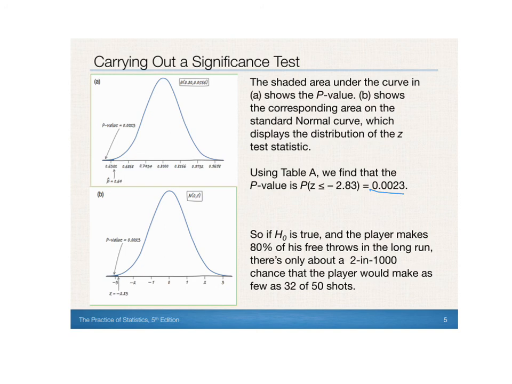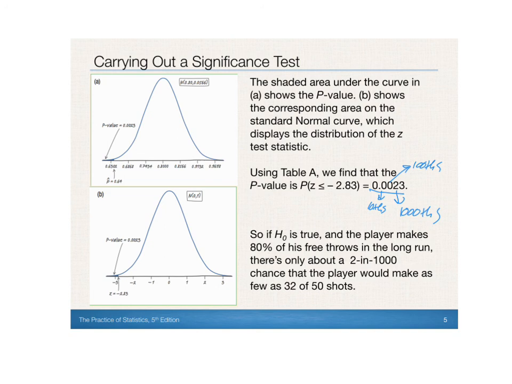0.0023. So if the null hypothesis is true and the player makes 80% of his free throws, in the long run, there is only a 2 in 1,000 chance, right? Because this is the thousandths place. The first 0 is tenths. The second 0 is hundredths. And this 2 is in the thousandths. So we say 2 in 1,000 chance that the player would make as few as 32 out of 50 shots.